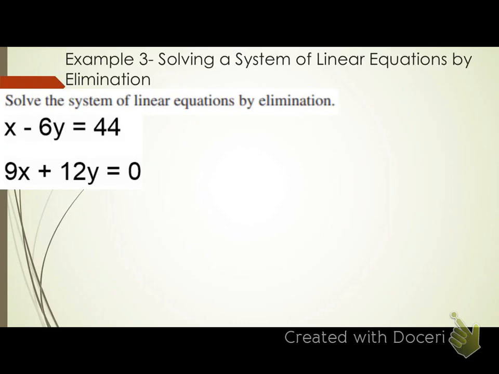Okay, let's multiply the top by negative 9. If it was me, I'd multiply by 2. But we'll do negative 9. You can do either way. Does not matter which variable you eliminate, but there definitely is sometimes where one would be easier than the other. Negative 9 times x. Negative 9x. Negative 9 times negative 6y.